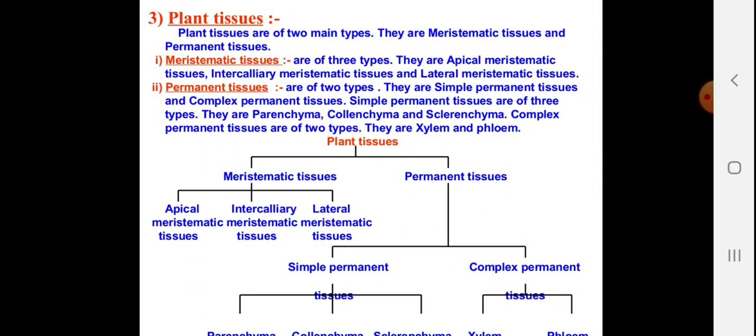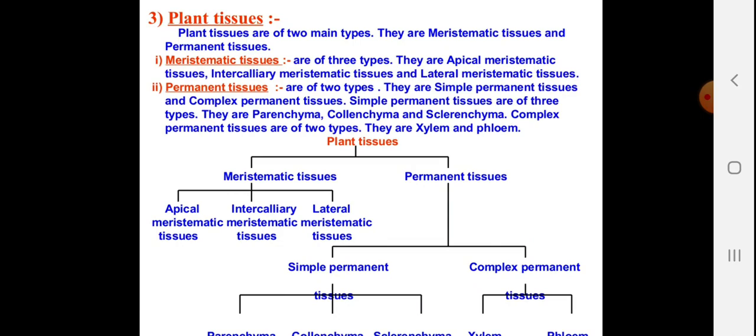Now plant tissues are majorly of two types. They are meristematic tissues and permanent tissues. Meristematic tissues are further divided into three categories: apical meristematic tissue, intercalary meristematic tissue, and lateral meristematic tissue. Permanent tissues are of two further types, that is simple permanent tissue and complex permanent tissue.